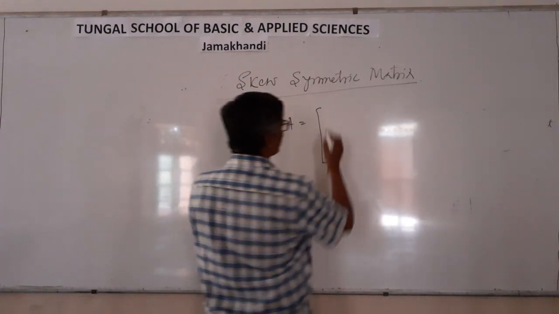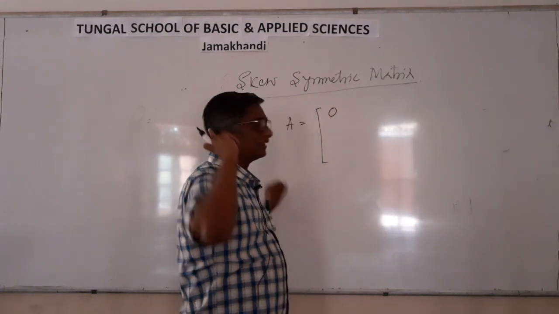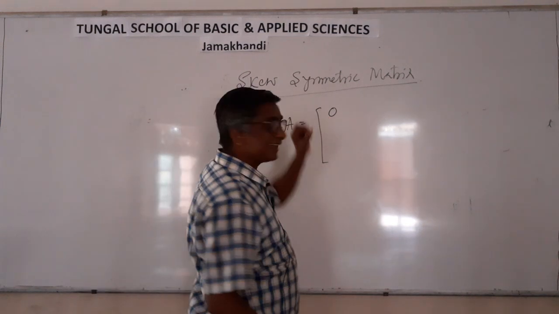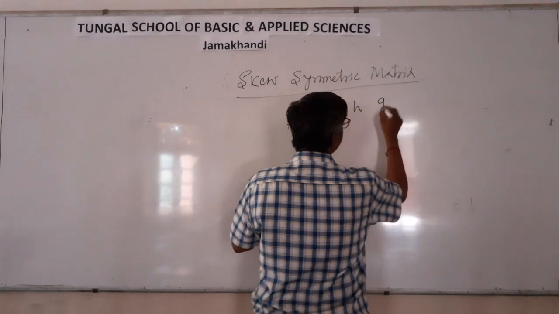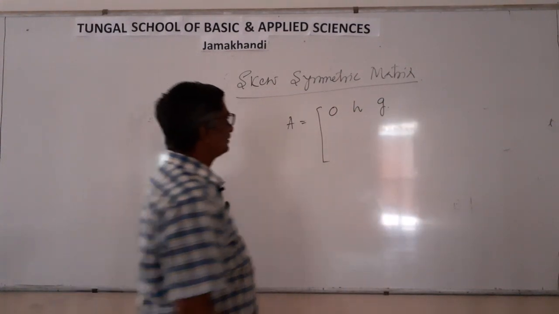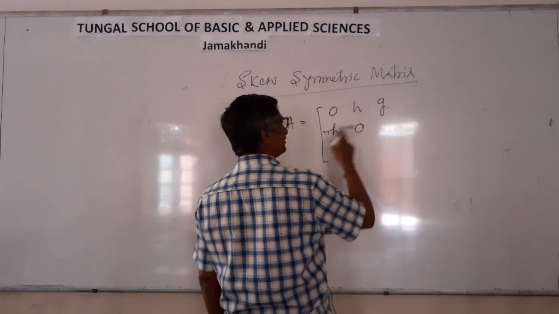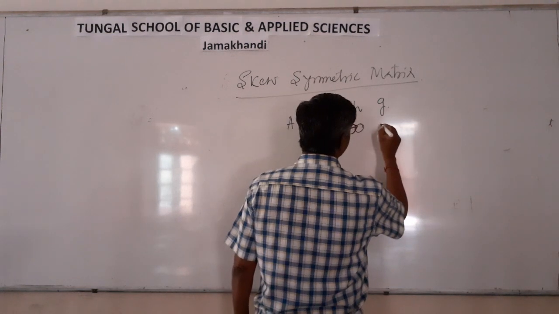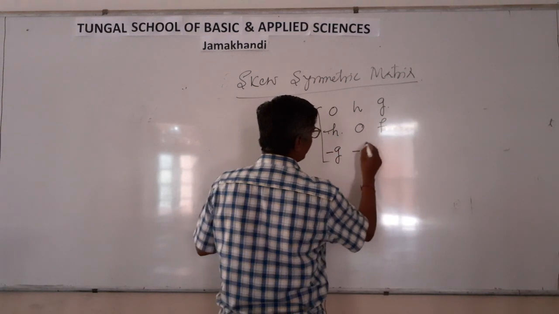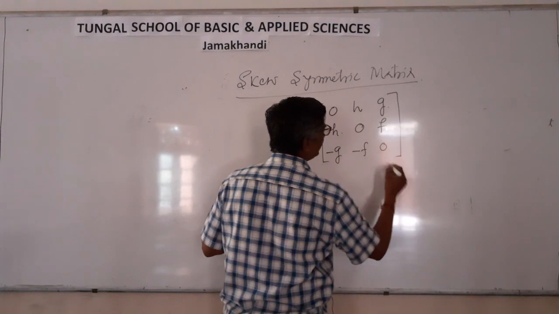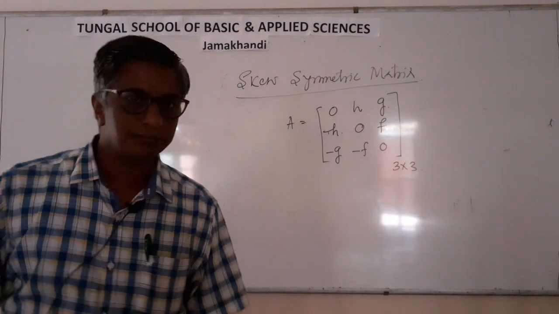A is a matrix: 0, H, G. Here minus H, 0, F. And here minus G, minus F, 0. This is a 3 into 3 matrix A.